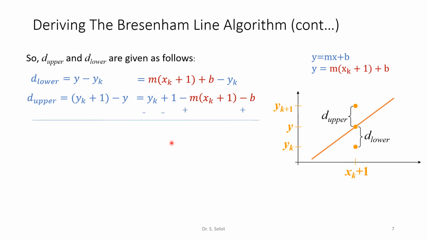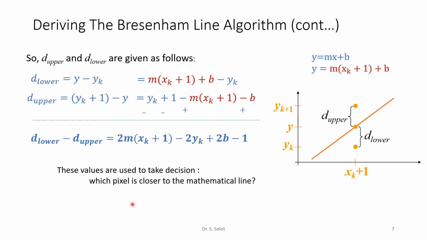In order to find the decision parameter, we take the difference of these two values and we get the decision parameter, d lower minus d upper. Adding up these two 2m values, we get this. Then yk gets added up giving 2yk, b gets added up giving plus 2b, and this is minus 1.